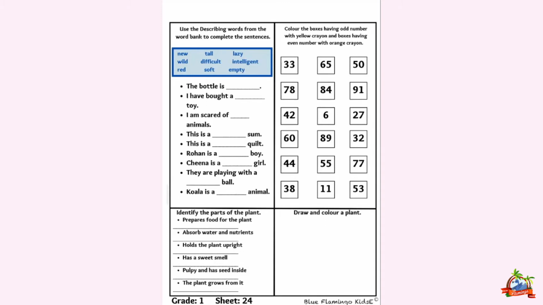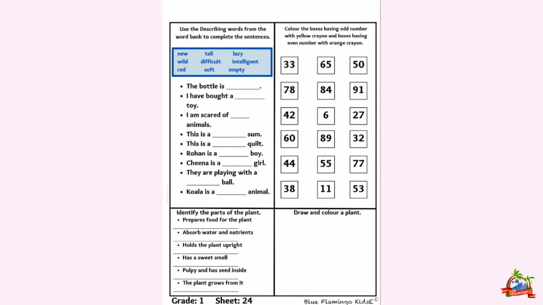Let's move to our next section, which is of maths. The question is, color the boxes having odd number with yellow crayon and boxes having even number with orange crayon. So get ready and take out your crayons and be ready to color these.